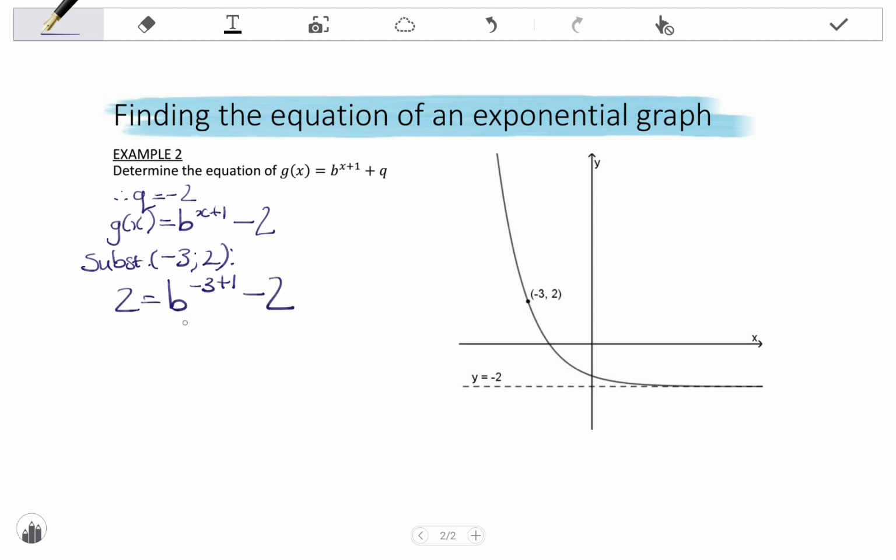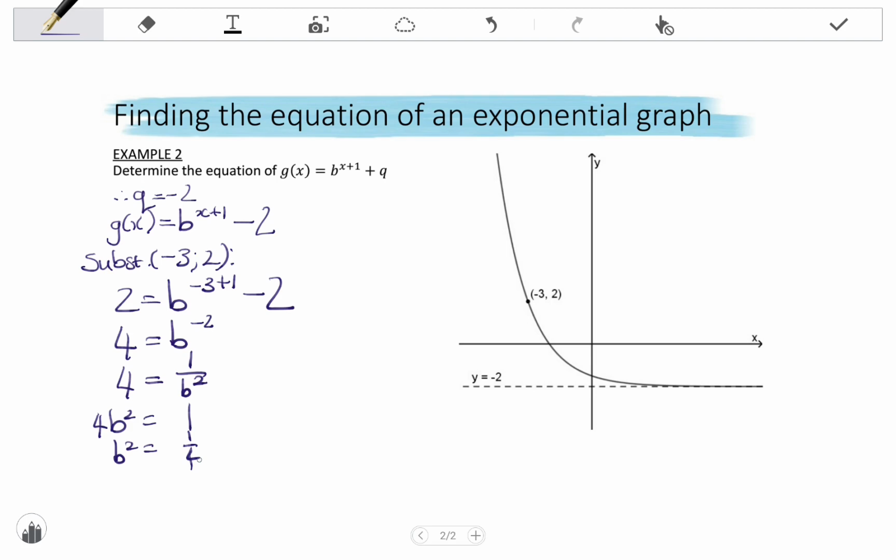Okay. So I need to solve for b, so I need to isolate the term with the b. So I'm going to add 2, so I have 4 equals b to the negative 3 plus 1 gives me negative 2. Okay, now remember that a base to a negative exponent can be written as a fraction with a positive exponent. Okay, so this is 4 equals 1 over b squared. Equation with a fraction. Okay, you can multiply by the denominator, so we have 4b squared equals 1. We want to isolate the b squared, so divide by 4. So I have b squared equals a quarter.